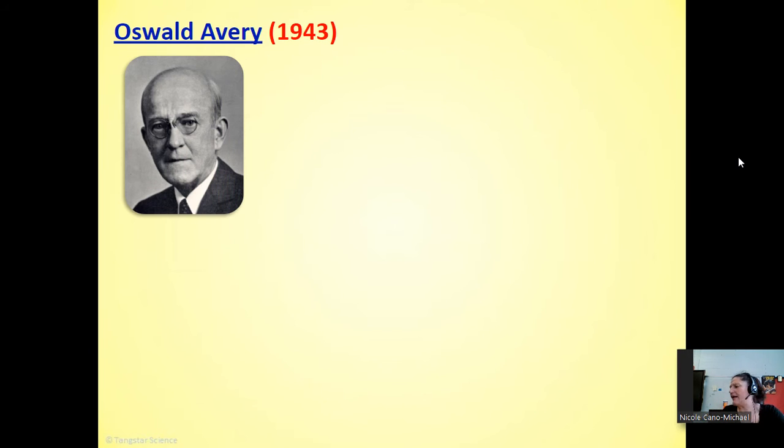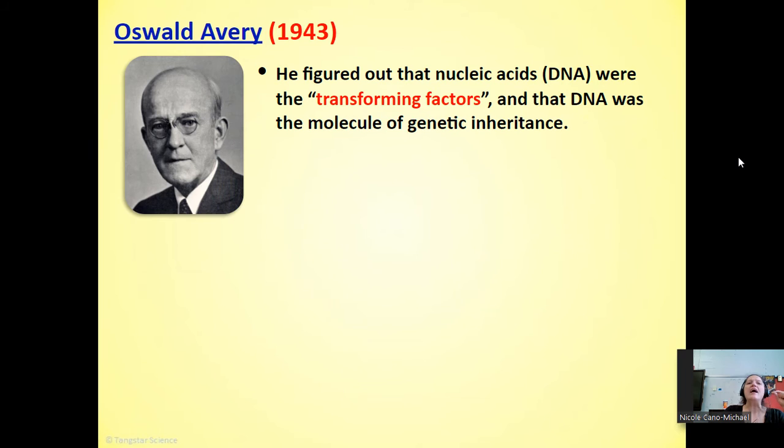Like in an average human body, we have something like 150,000 different proteins that do a bunch of stuff in our cells. Avery, however, set up an experiment to prove this. What he actually did was he figured out that nucleic acids, DNA specifically, were the transforming factors, that DNA was the molecule of genetic inheritance. Here's the actual sad thing. He did amazing work, and everybody thought that he fudged his numbers because everyone was so convinced that it had to be proteins. Bad scientists.